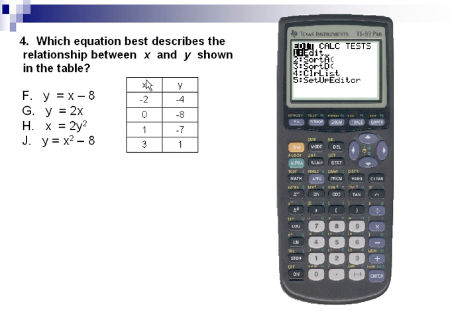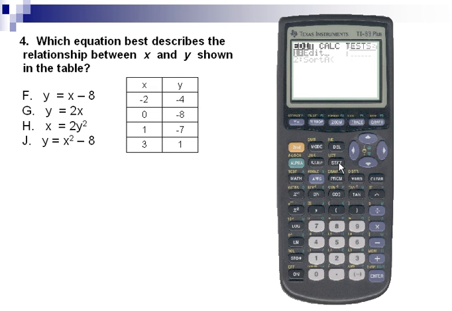Now go to Stat. We're going to input into L1 our x values and into L2 our y values. So go to Edit, hit Enter. Remember to clear anything out that you have in your L1 or L2 that is already there. So we're going to input -2, 0, 1, and 3. Arrow over, -4, -8, -7, and 1. Make sure you check to make sure your lists match your x's and y's.